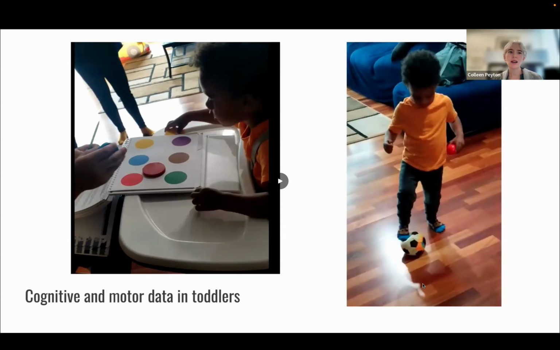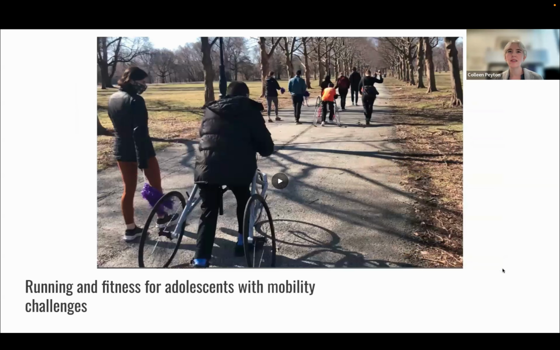We also look at cognitive and motor outcomes in toddlers. So this child is doing some motor activities and some cognitive testing between the ages of 1 and 3. And a lot of times we'll follow these kids over time as well.